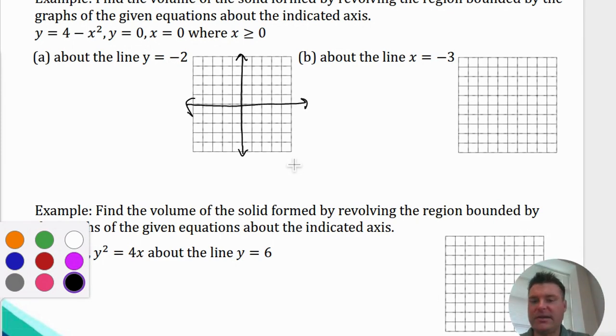So we're just looking for when x is going to be positive here. So the graph is going to look like this. There we go. And I'm actually going to shade in this region right here so it's a little bit easier to see what's going on. And then we're going to do this about y equals -2. And I'm going to draw my little rotation right there so you can see what's going on.